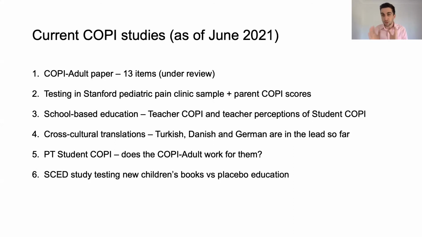So the tool as of June 2021 is spreading and people are using it in different contexts. There's a study we did with 627 adults. That paper's under review and there's a 13-item tool. In a pediatric pain clinic in the US, we're looking at children, adolescents, and their parents and how those scores interact. There's a study being set up in the school setting, looking at teachers' concept of pain scores, and then how they perceive their student who has pain to answer these questions.